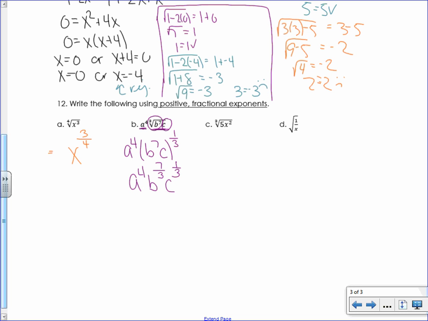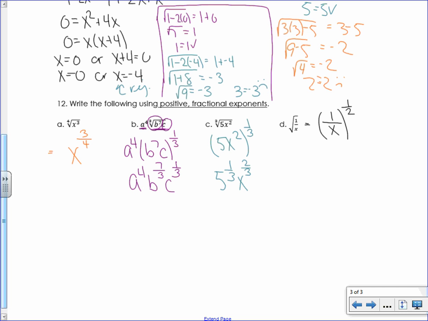For c, here everything's under the cube root. Everything's under the radical. So this is the same thing as 5x squared to the 1/3, which would be the same thing as if you wrote 5 to the 1/3 and then x to the 2/3. Either of those are correct. And then for d, we have the square root of 1 over x. So when we do this, this is really 1 over x to the 1/2 power. And that is that.